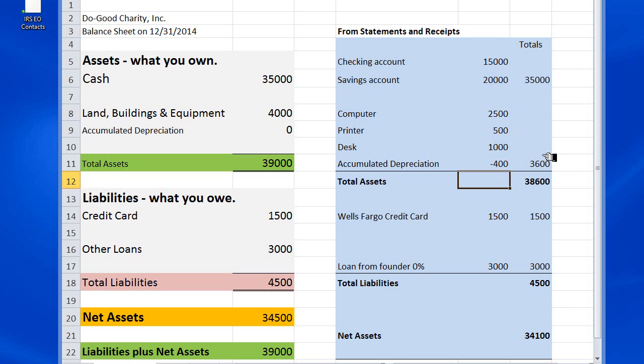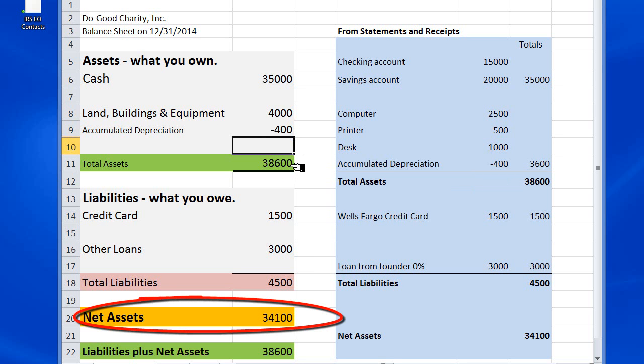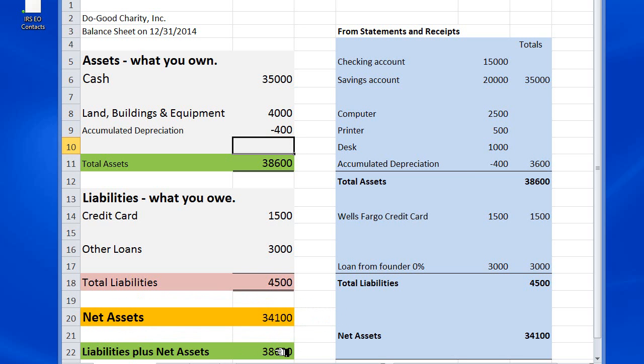So this has reduced our balance to $3,600 for our office equipment, and so we're going to do the same thing over here, just to keep these the same. And you'll notice that that also reduced our net assets by $400 because it's also an expense, and expenses reduce net assets. Okay. Now, how is this going to transfer to the Form 990EZ?